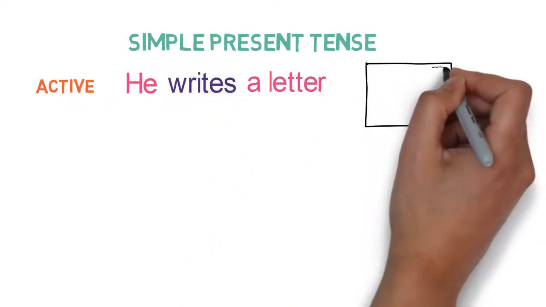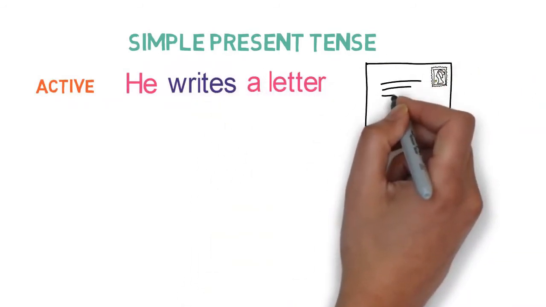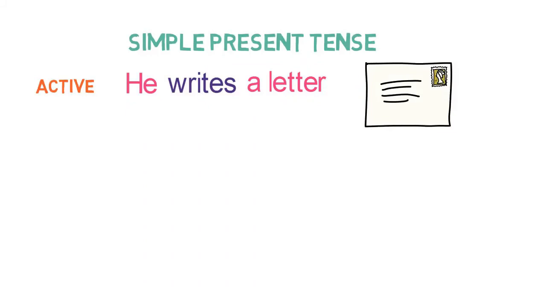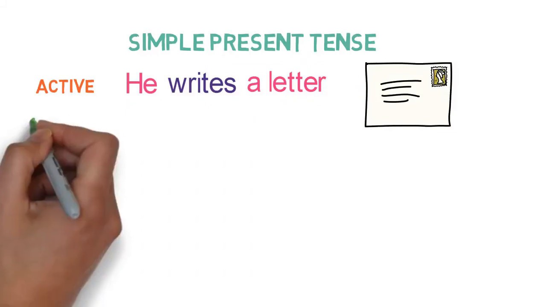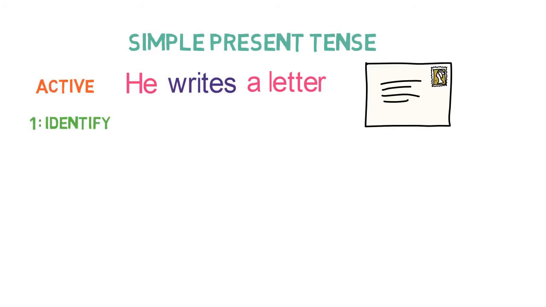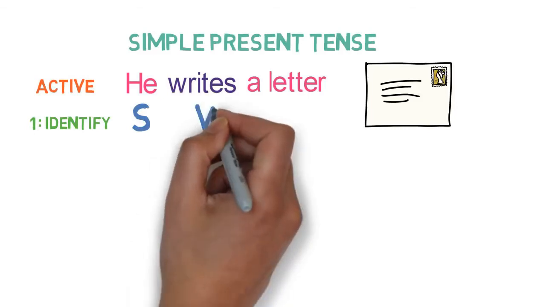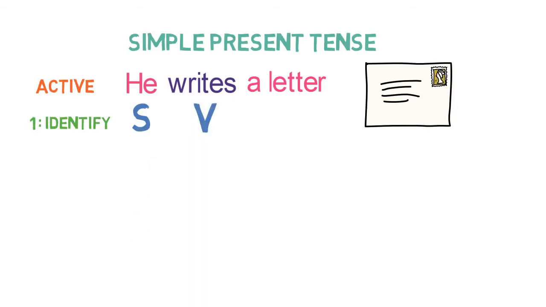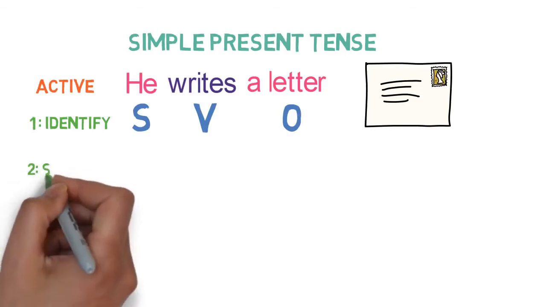So, he writes a letter. Here we need to find out what the subject is, and identify what action is done. See here, the subject is he, and the verb is writes. And letter is the object, isn't it? The action should have a receiver. So, he writes a letter.